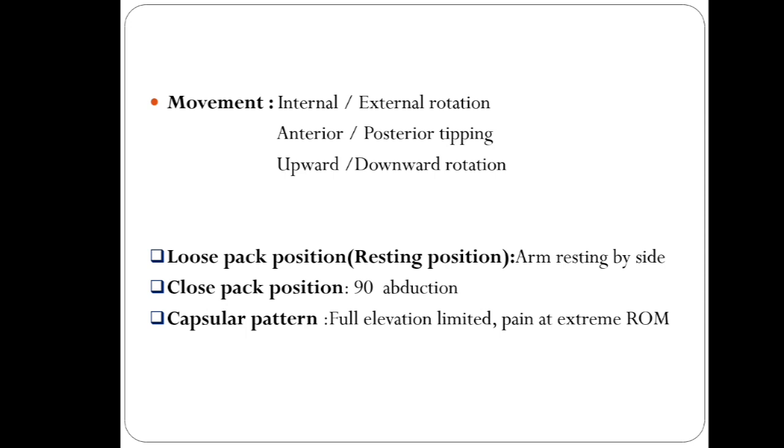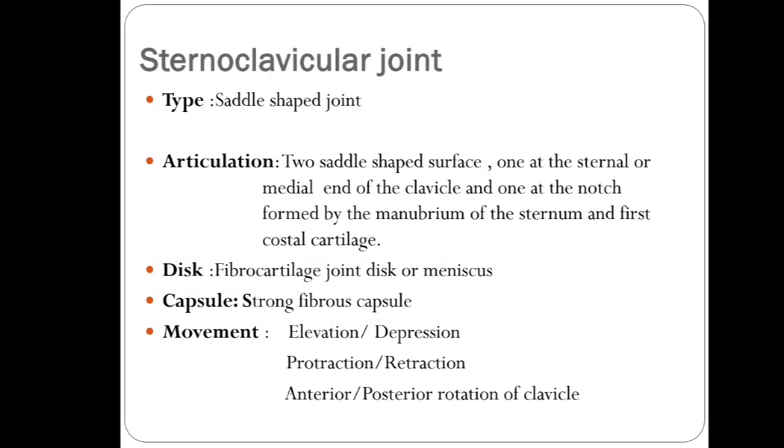The resting position is with the arm resting by the side. The close packed position is 90-degree abduction, and the capsular pattern is full elevation limited, followed by pain at the extreme range of motion. Next, the sternoclavicular joint, which is a saddle shaped joint.